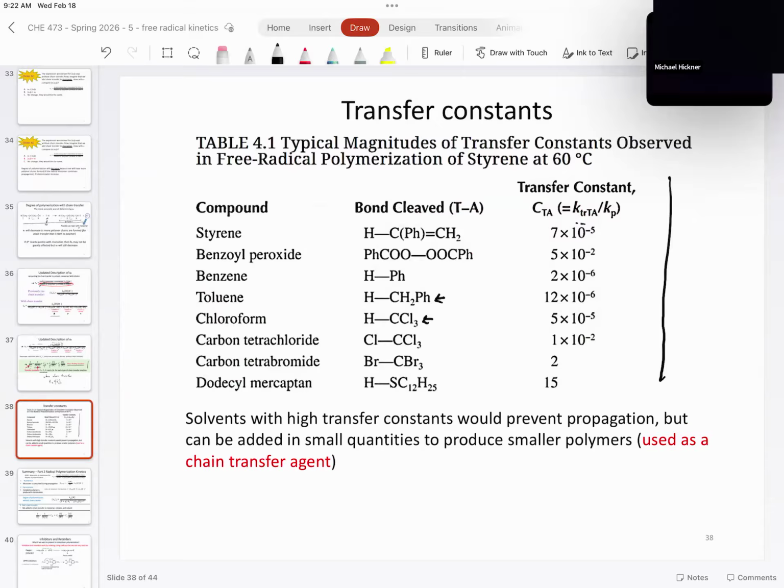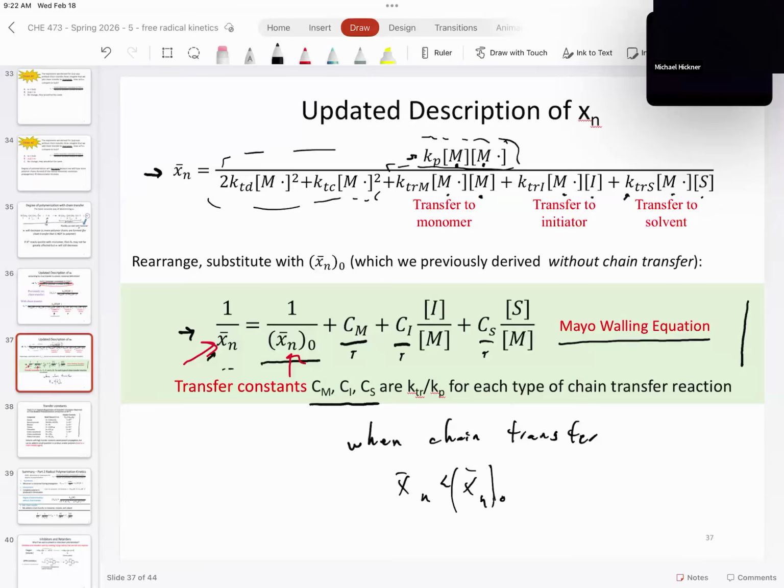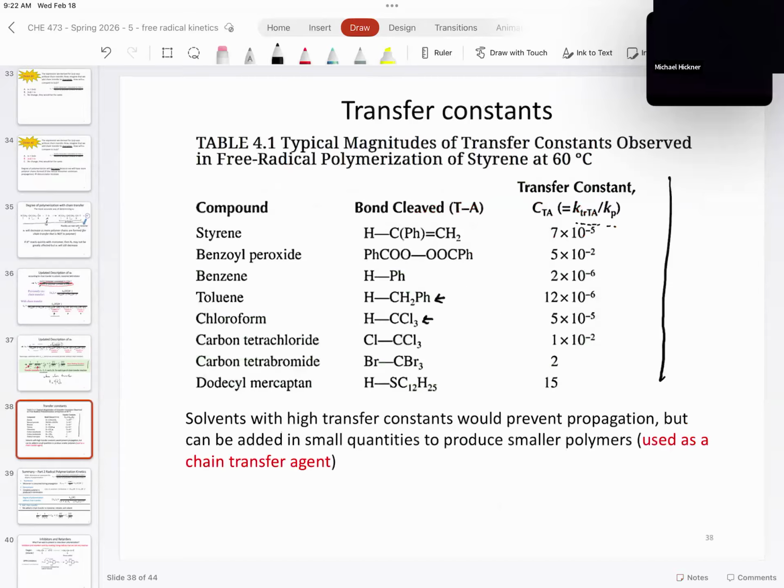They give us this transfer over Kp. So if you look back at how we derived the Mayo-Walling equation, you have Kp here, and you have the transfer constants here. So in the homework, I don't necessarily give you the transfer constants. I give you the rate constants themselves. And so you can come up with what Cm is in terms of the rate constants, or Ci or Cs. And so in this homework problem, I'm really looking for you to design a strategy. What are the concentrations? What's the solvent? Using a chain transfer strategy to come up with the target polymer.